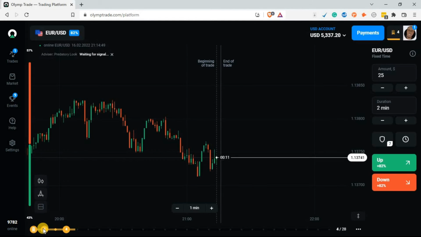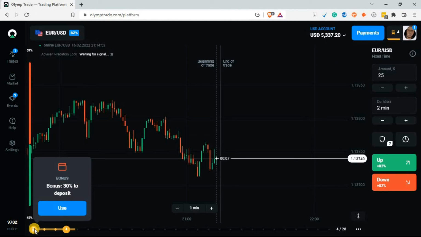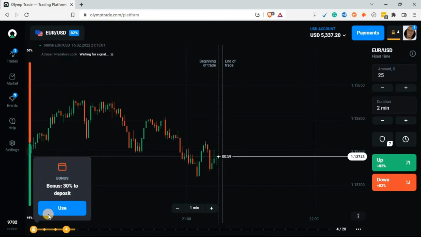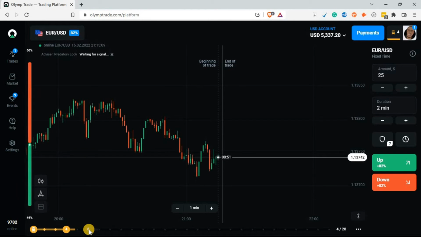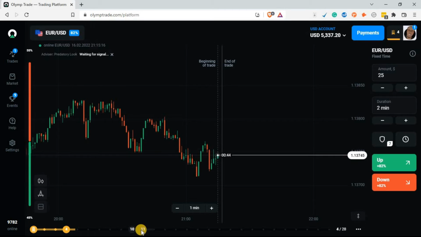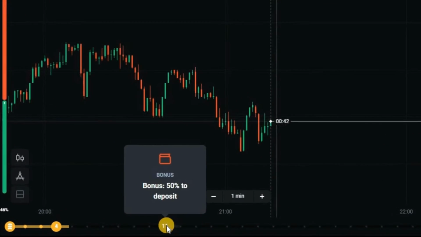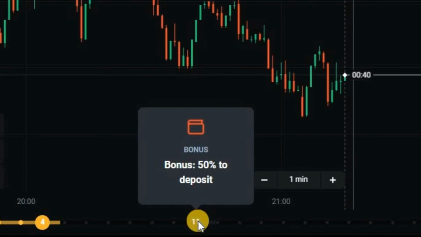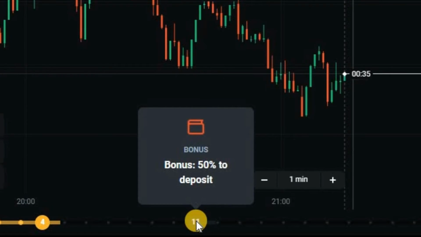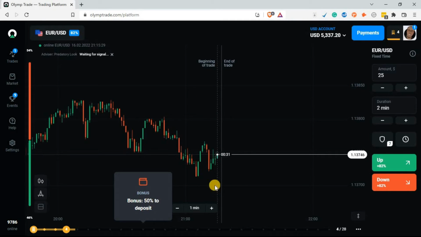Some other times the rewards involve a bonus. So for example, as you can see here, there was a bonus of 30%. When you earn this reward, when you deposit money, you get 30%. Sometimes you get up to 50%. So as you can see here, the bonus is 50%. When I trade my way to this level here, I will earn this reward of 50%. So that's the advantage.